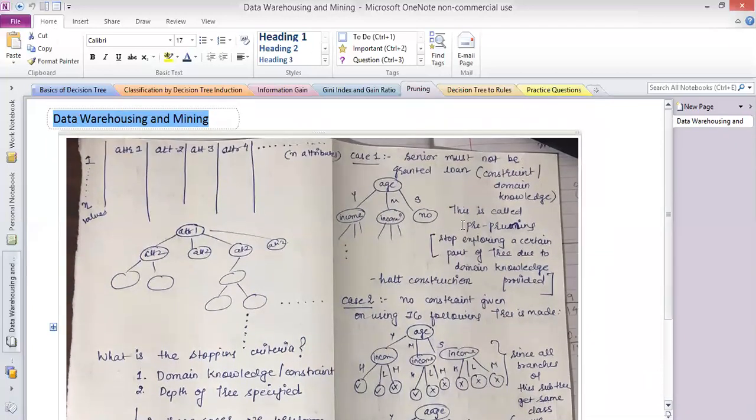Now here we come to case 1. In case 1, the constraint or domain knowledge provided to us is that seniors must not be granted a loan irrespective of their income. Whatever their income is, if the person is a senior citizen, the person must not be given a loan.